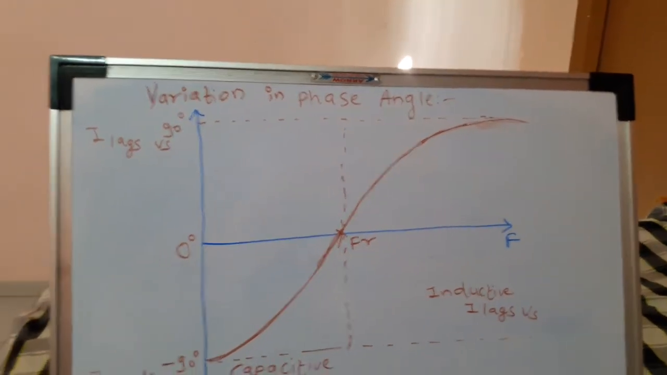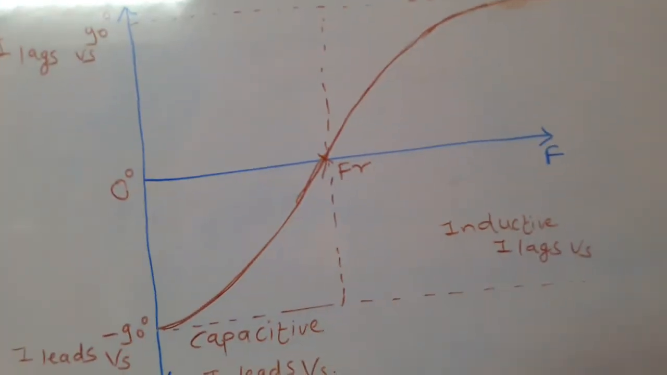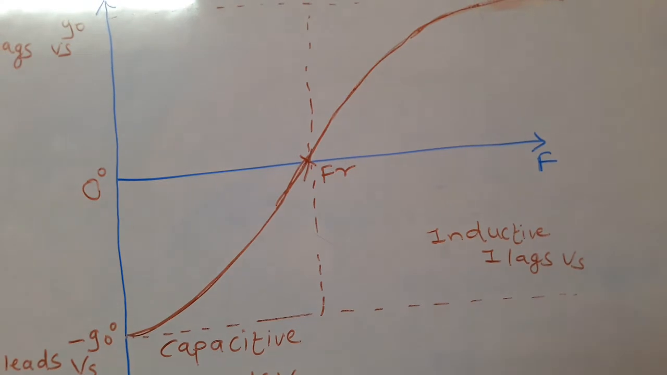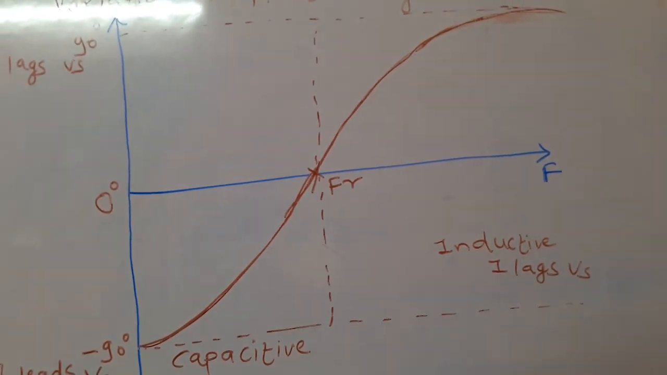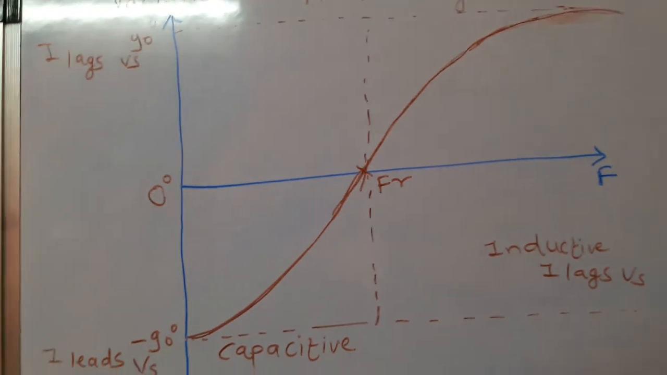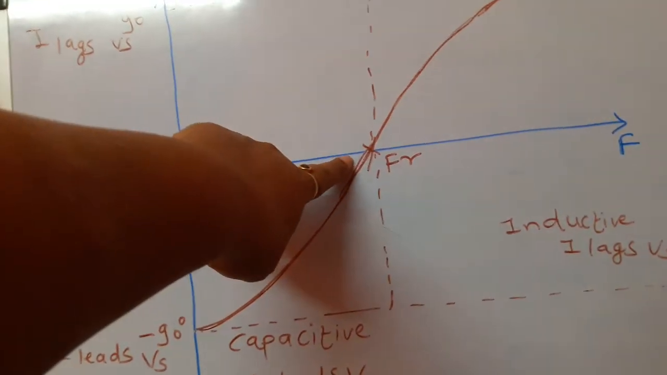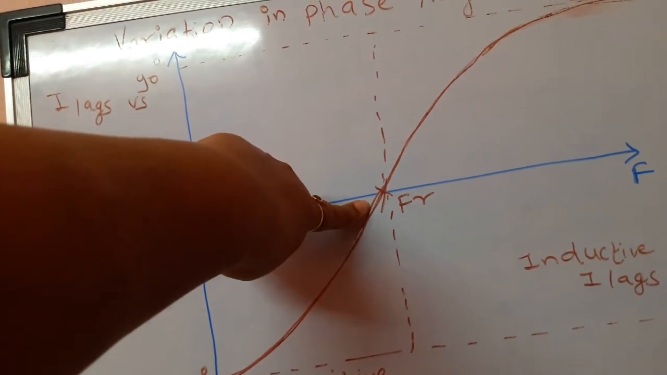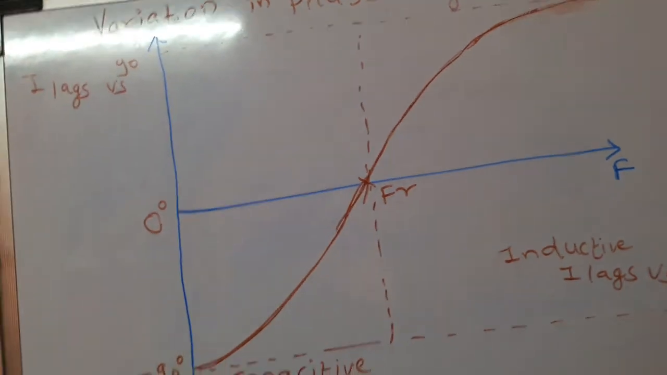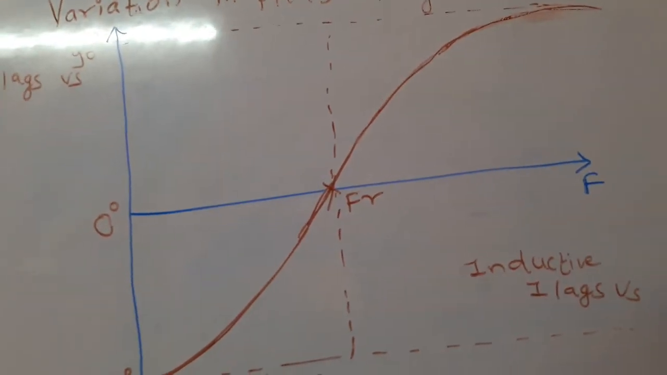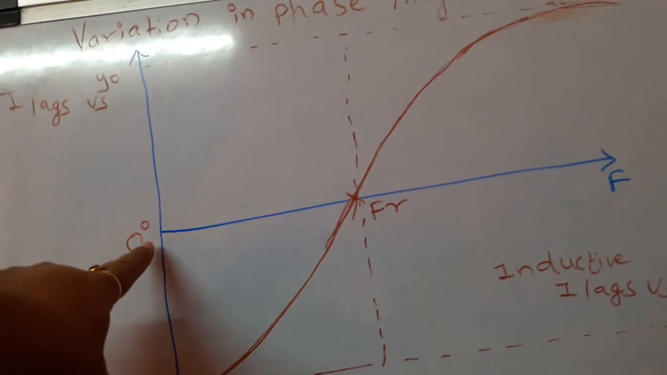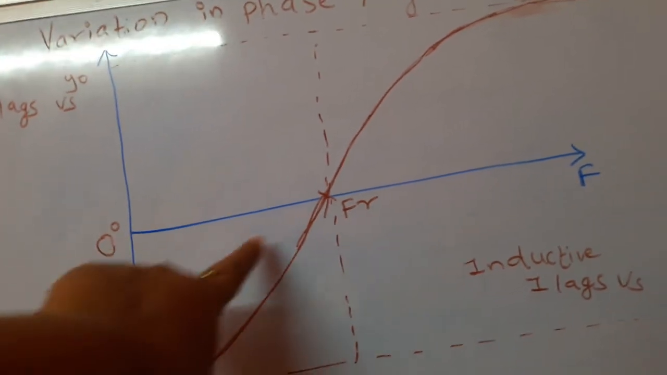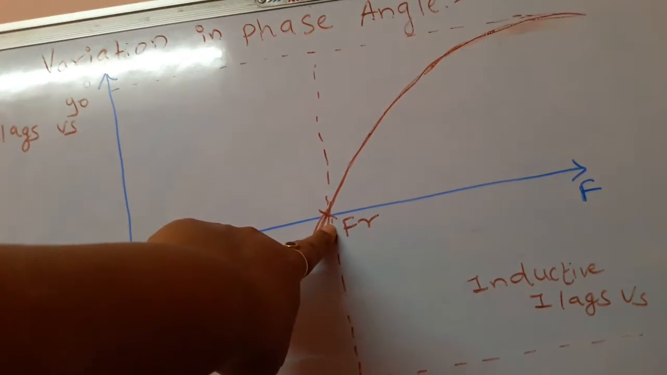As we slowly go on increasing frequency, we will reach the point FR. FR is nothing but the resonant frequency. At this resonant frequency, inductive and capacitive reactances are equal and opposite and cancel each other. So the phase shift also approaches 0 degrees, because at resonant frequency the circuit is totally resistive. Impedance will be equal to only the resistance in the circuit, and for resistance we know current and voltage are in phase with each other. So there is no phase difference between voltage and current. At resonance there will be 0 degrees phase shift between voltage and current.